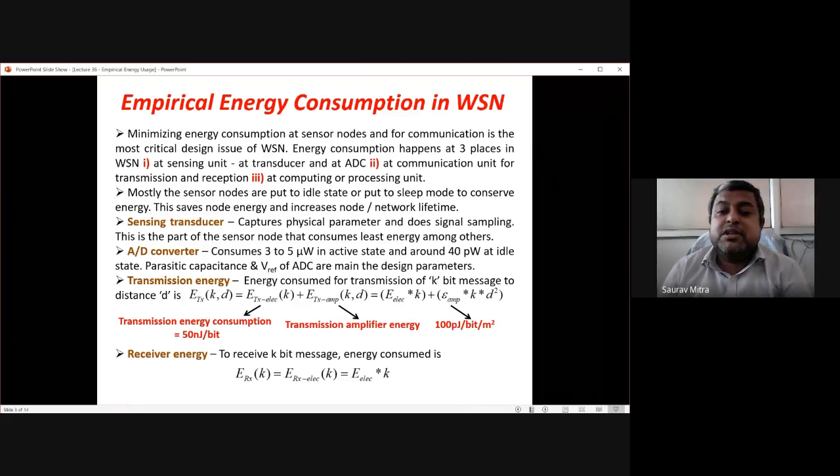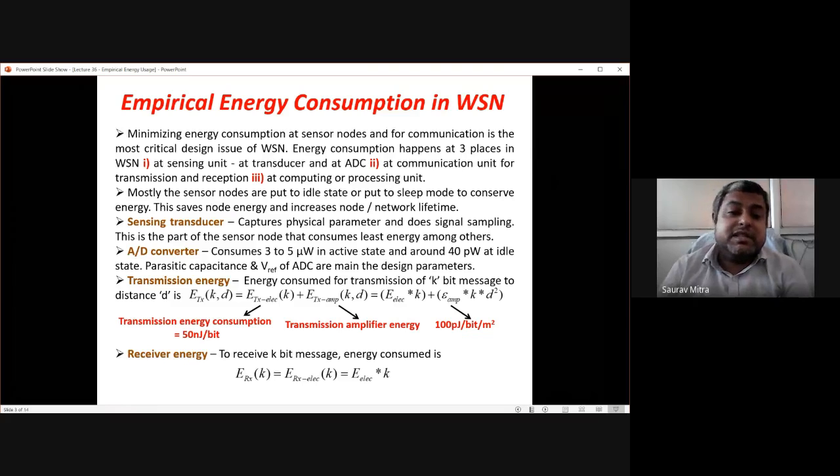Mostly the sensor nodes are put into idle state, sleep mode or inactive mode to conserve energy. As long as the communication is happening, it is in active mode, but as soon as the communication is over, till the next communication, it is in latency mode, idle mode, sleep mode or inactive mode. Okay, because this saves a lot of energy, and this energy saving helps the node save some of its battery power. This will increase the node lifetime and the network lifetime, because once we deploy the sensor nodes, we cannot go and change the battery.